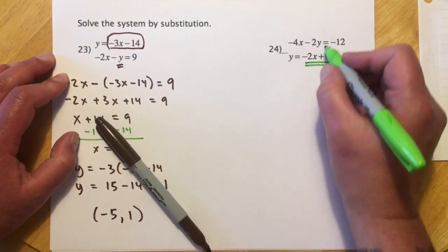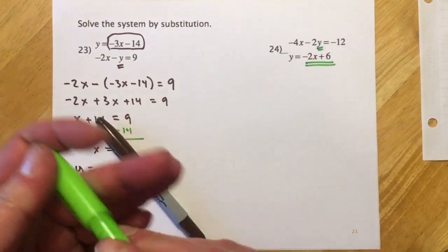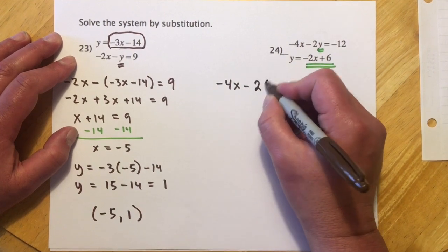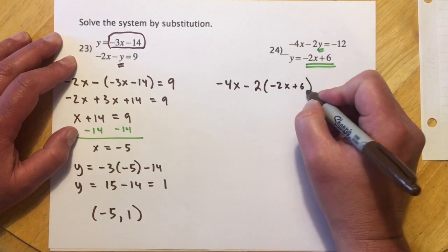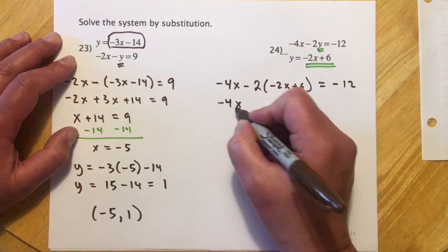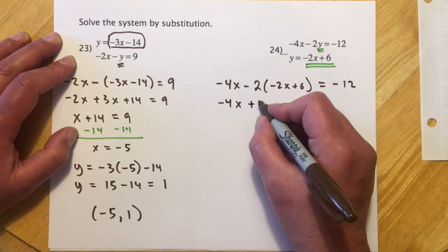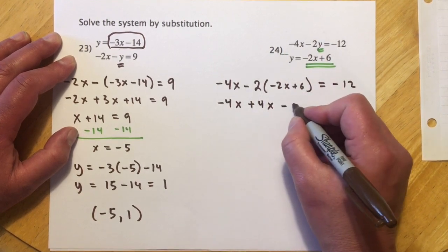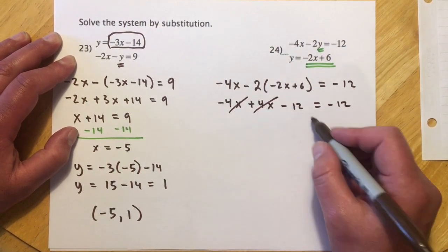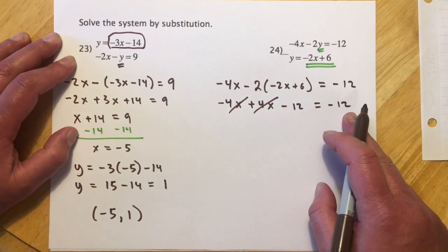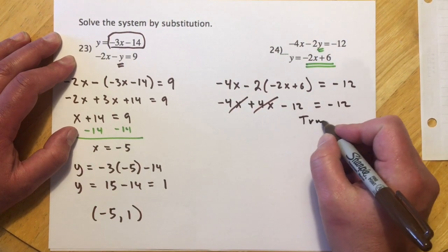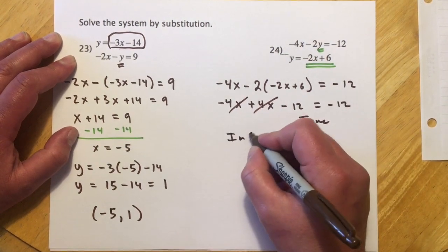And so this is going to go in for that y. And that's going to look like -4x minus 2, and then minus 2x plus 6 equals -12. You can probably see where this is going. -4x minus 2 times minus 2 is going to make that a plus 4x. And then -12 equals -12. And then those drop out. -4 plus 4 cancel, and I'm left with -12 equals -12. So this is a true statement. And so when they come out true, that's when it's going to be infinite solutions.